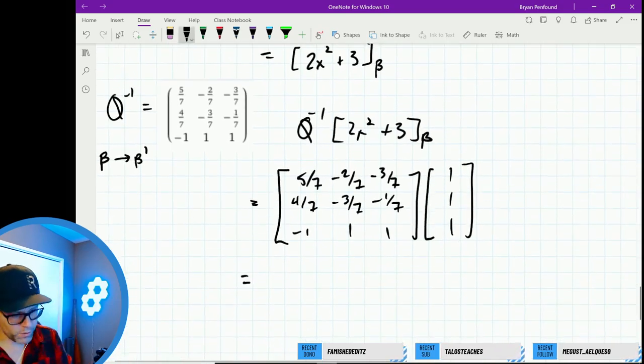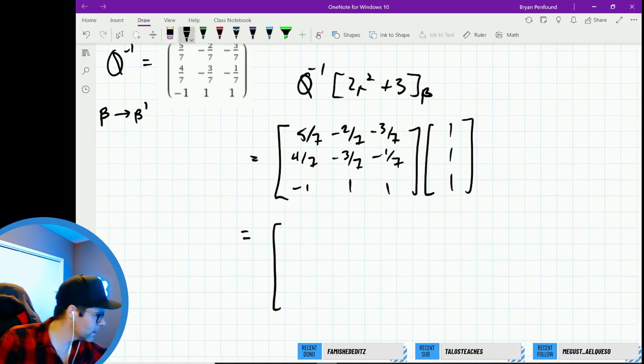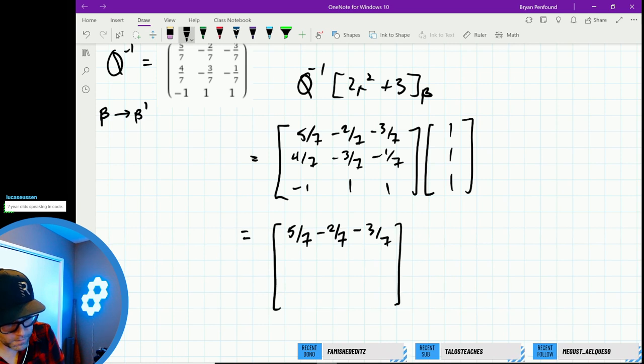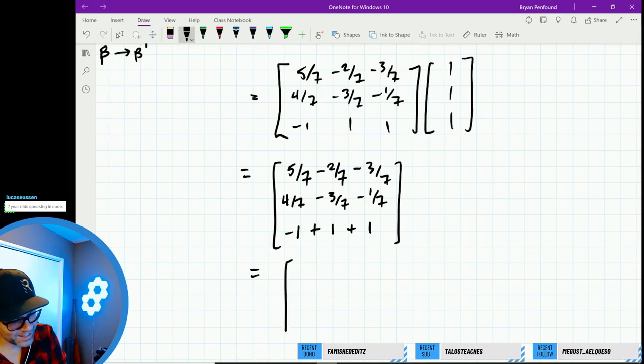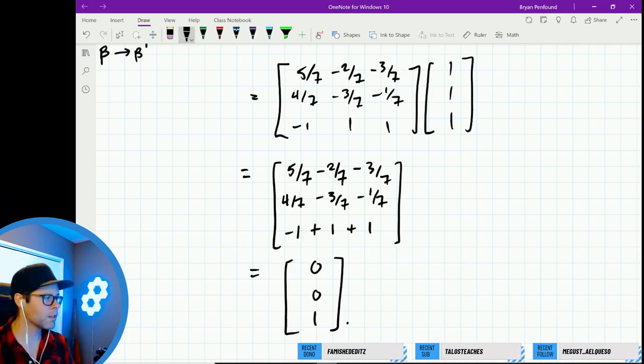So is that true? When we multiply this out, do we get what we need? Drum roll, please. I don't think I have a drum roll. So we have 5 sevenths minus 2 minus 3. That looks good so far. 4 sevenths minus 3 minus 1. That looks good. And then negative 1 plus 1 plus 1, which is 1. It works. So that's a nice verification check that things are working the way that we want them to.